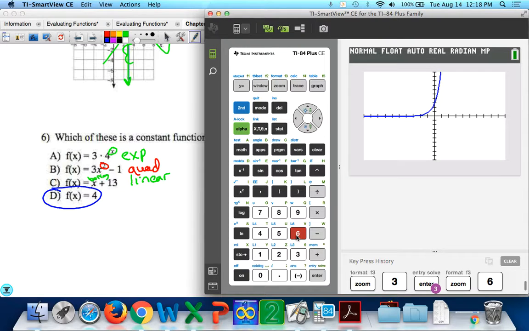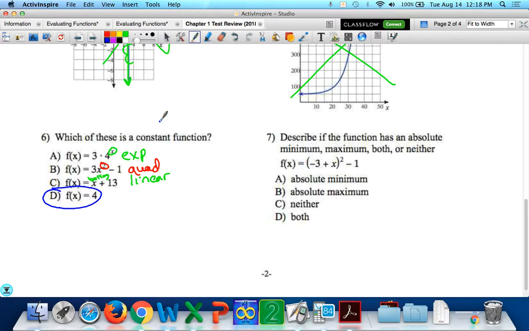So there's our exponential. We wanted constant, so it's not that one. Again, you could graph this second one. It will come out as a quadratic. You know that's not constant. And then the third one would come out as a linear function, which is also not constant. The only constant function is number 6.